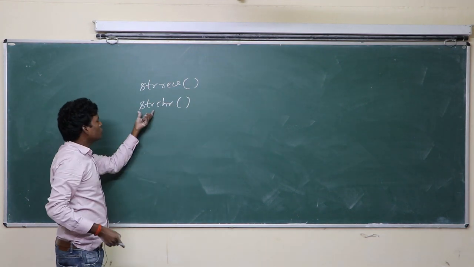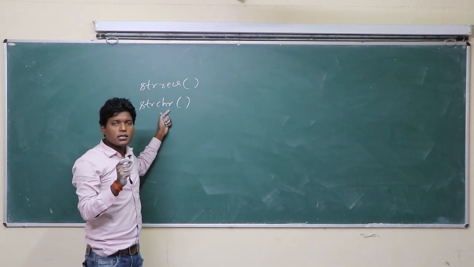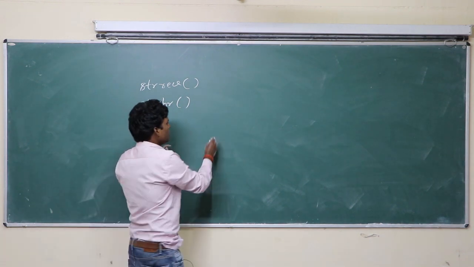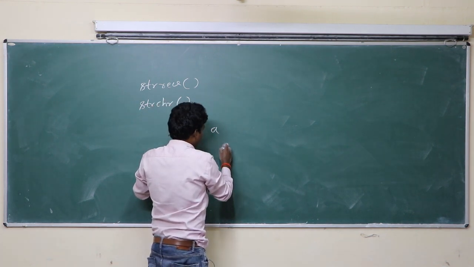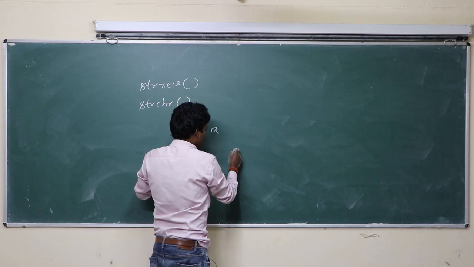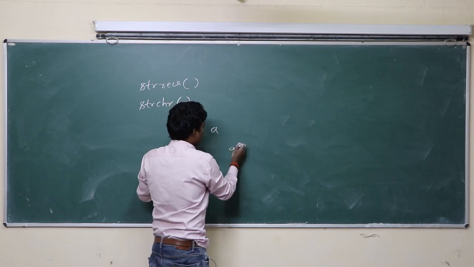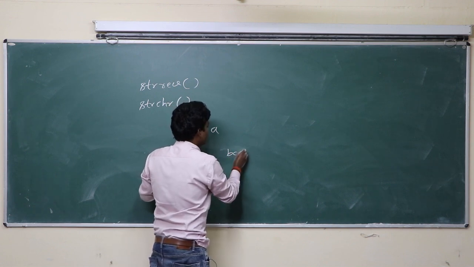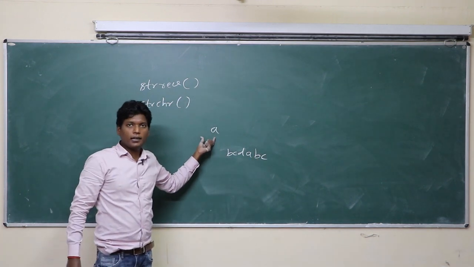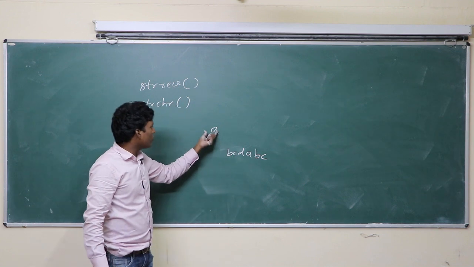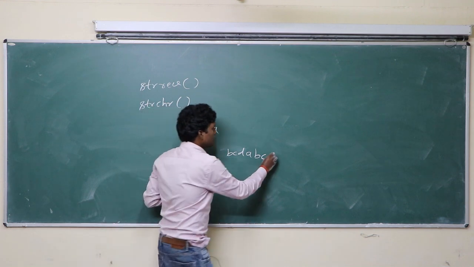This function is used to find the first occurrence of a given character in a string. Suppose the character is A and you have to find this A in the string B, C, D, A, B, C. So class, you have a given character A and a string. You have to find the first occurrence of A in this string.